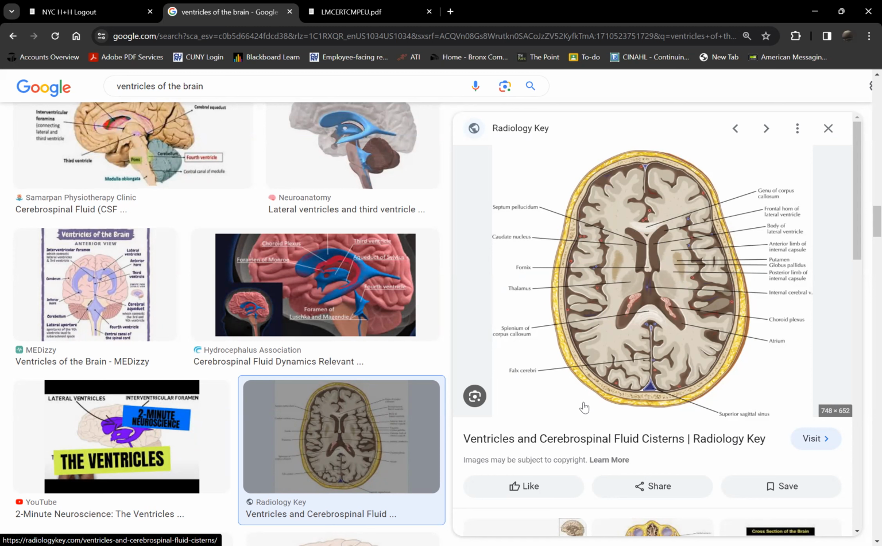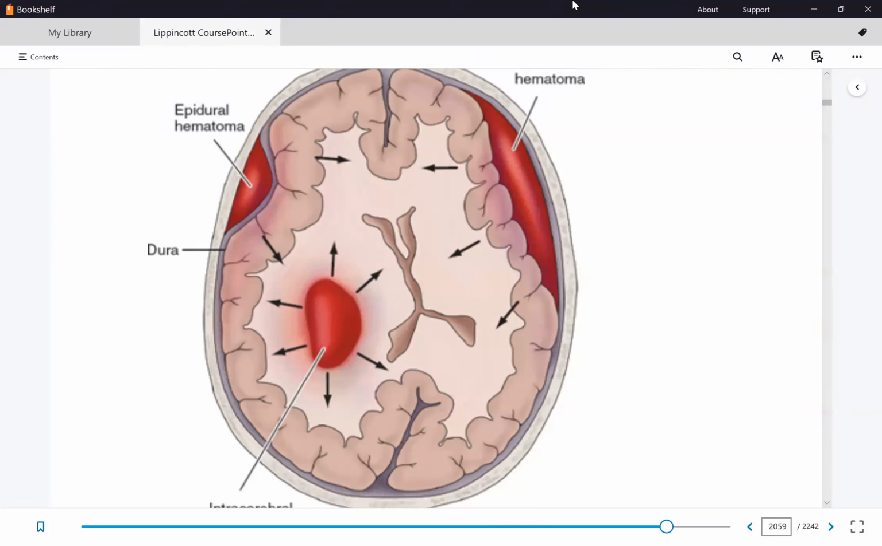What's the purpose of CSF? Why do we have them? For lubrication, for shock absorption. Okay, so this is the location, yeah? Look at what happens now if you have a hematoma. What happened to the ventricles? They are displaced, they're compressed.